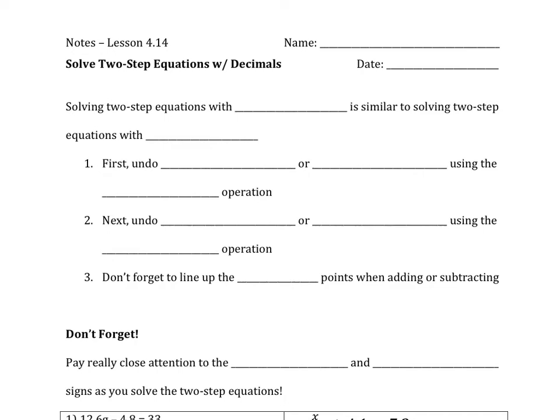Math 7, Lesson 4.14. This is solving two-step equations using decimals. So when we're solving two-step equations with decimals, it's similar to solving two-step equations with integers. So it's really no different than using whole numbers and negative numbers.